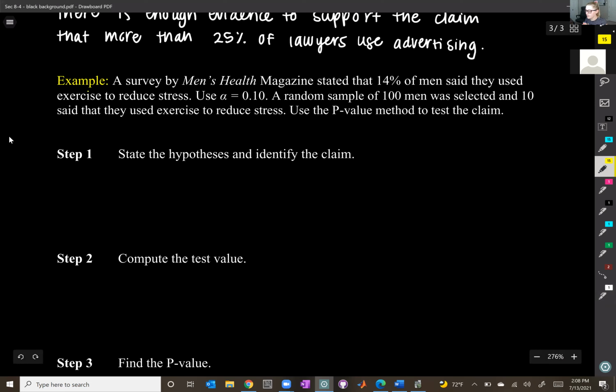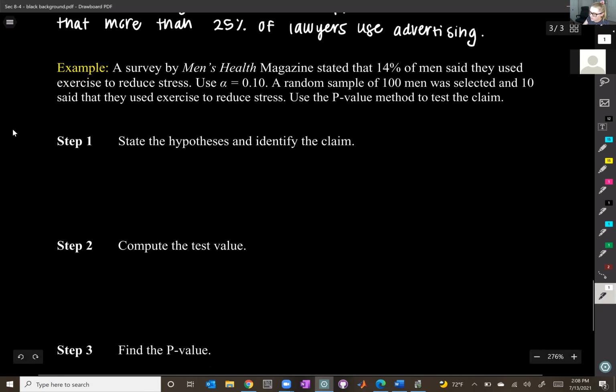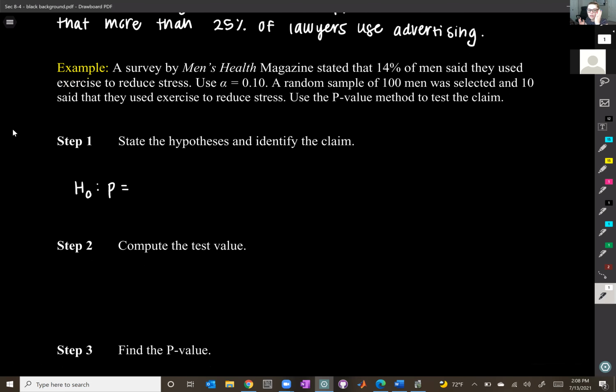All right, so step one is to state our hypotheses and identify which one is the claim. So first of all, let's do our null hypothesis, which is H naught. And this is always P is equal to whatever that proportion is that we're talking about. So the proportion that we're talking about is 14% or 0.14. So that is P is equal to 0.14. Our alternative here is going to be P is not equal to 0.14.